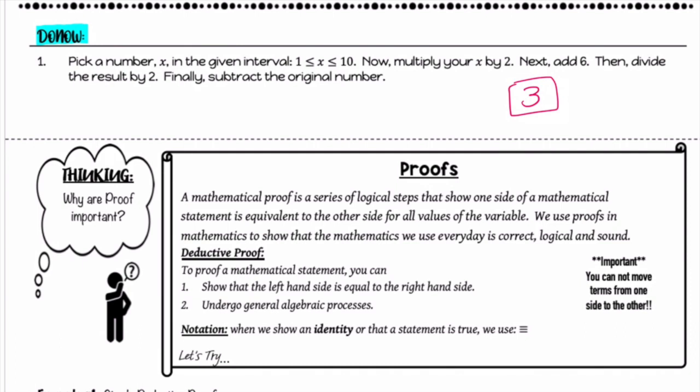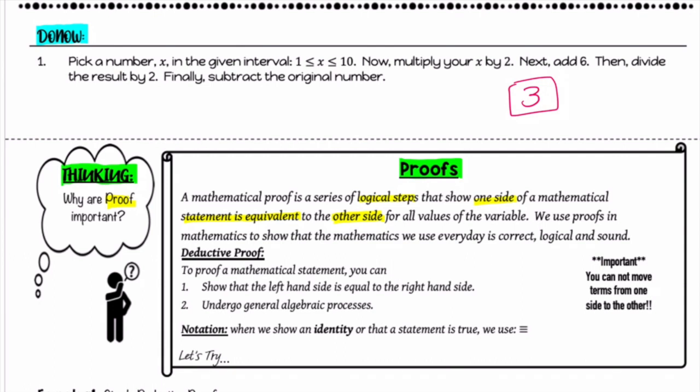So let's look at today's thinking. It says, why are proofs important? A mathematical proof is a series of logical steps that show one side of a mathematical statement is equivalent to the other side for all values of the variable. We use proofs in mathematics to show that the mathematics we use every day is correct, logical, and sound.